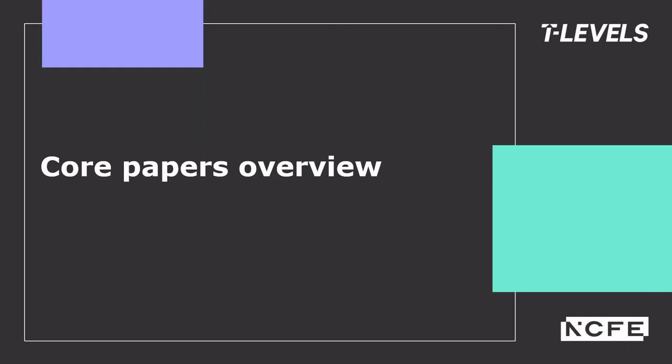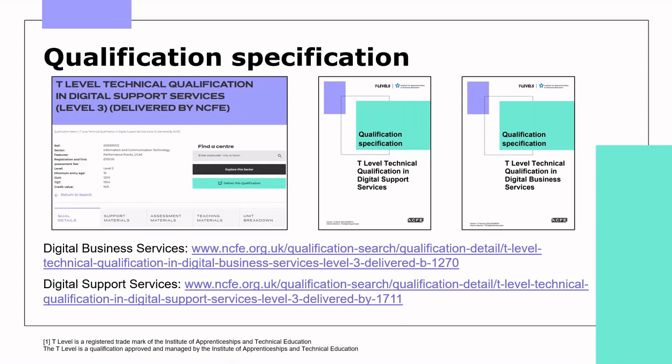So we'll begin with an overview first of the core exam papers. Now, I'm sure the majority of you are aware of where to find your T-level qualification information, but if you're not, then it is found on the NCFE website. You can then search for your digital T-level and you can find the specification on that page, sample assessment materials, teaching resources, and more.